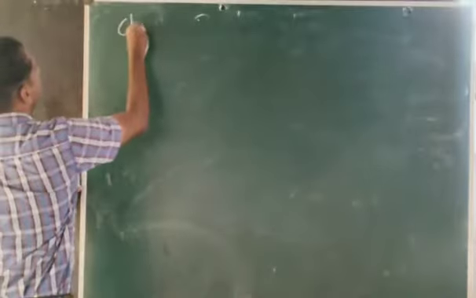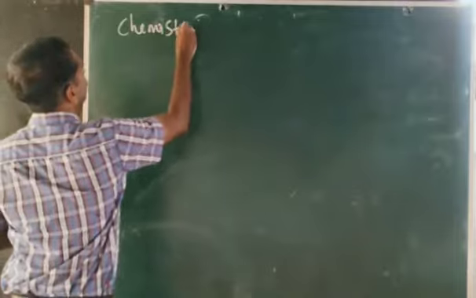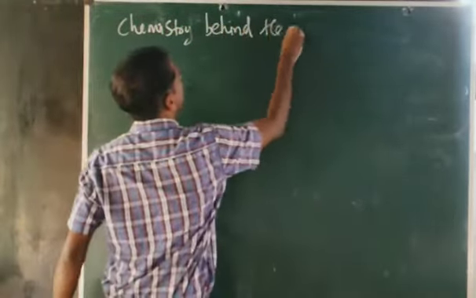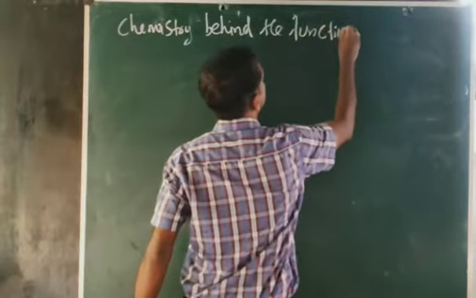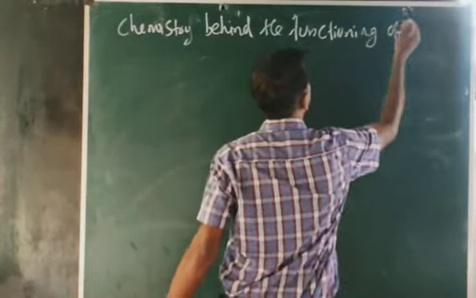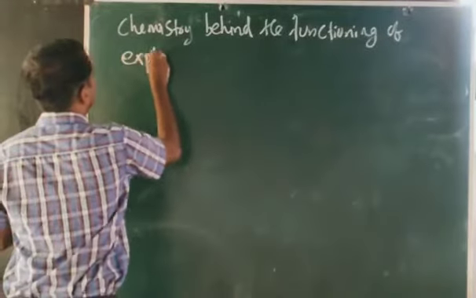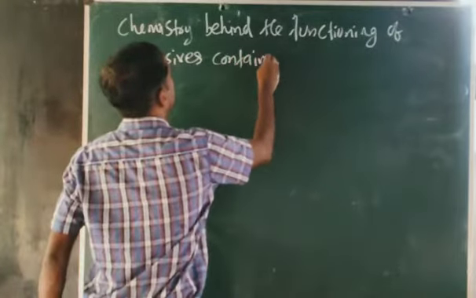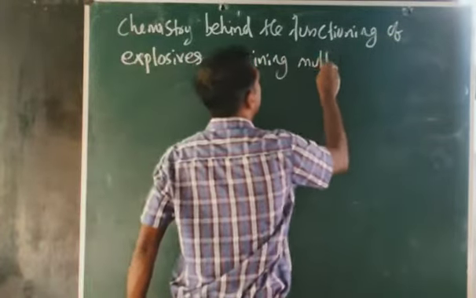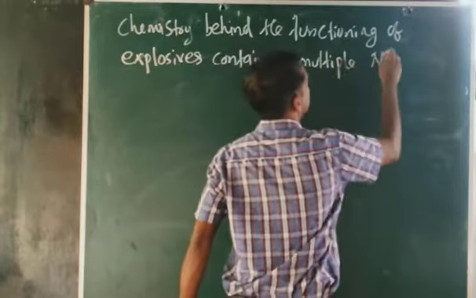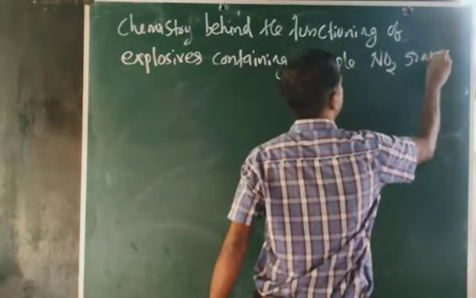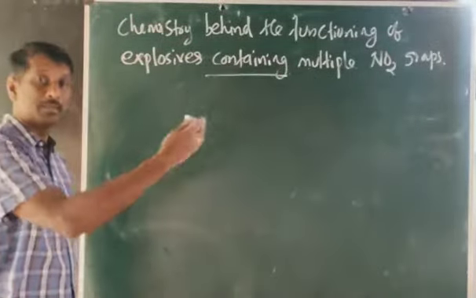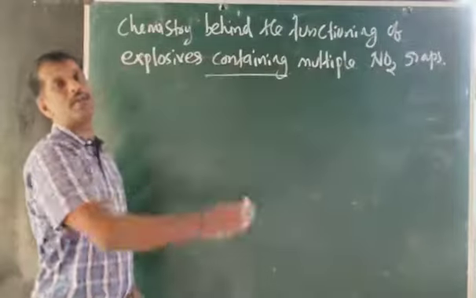So, the chemistry behind the functioning of explosives containing multiple NO2 groups. Okay, multiple NO2 groups. Examples are TNT, RDX, etc. They contain multiple NO2 groups. So, what is the chemistry behind this?